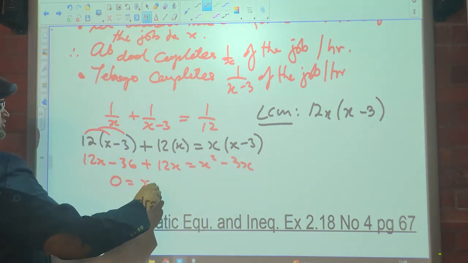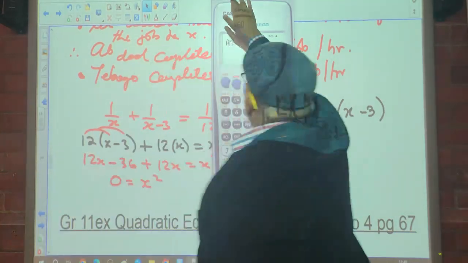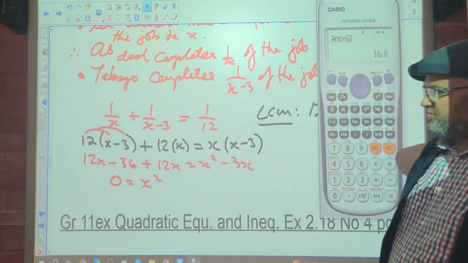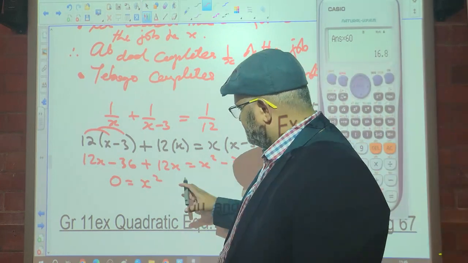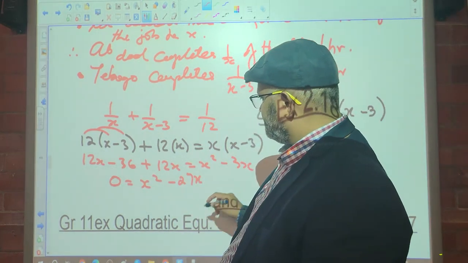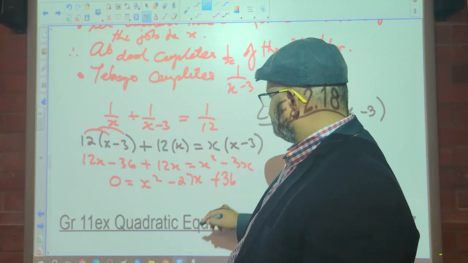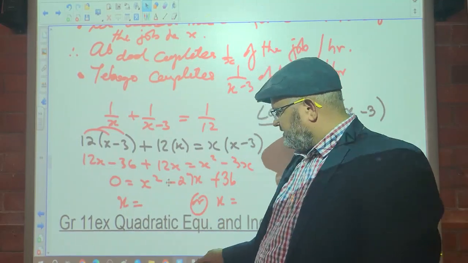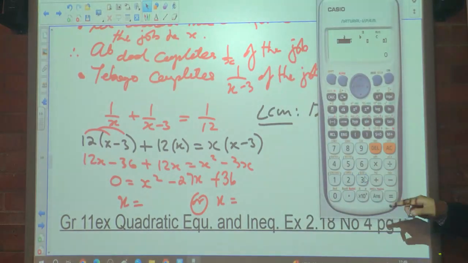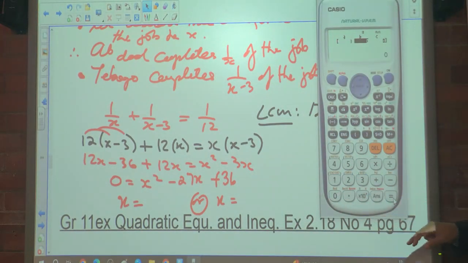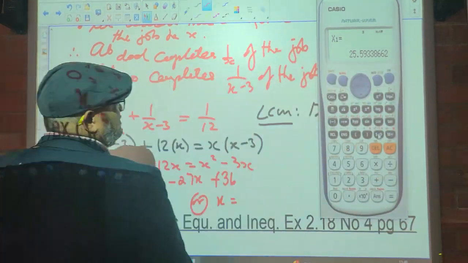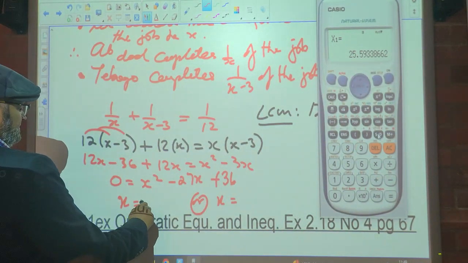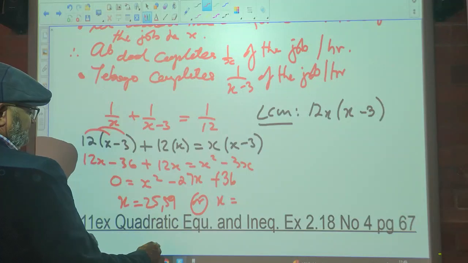So 0 is equal to x squared minus 3x minus 12x minus 12x, which is negative 27x, plus 36. So x is equal to... Alright, so we can use many avenues to calculate this answer. The first one being 25,59, 25,59.